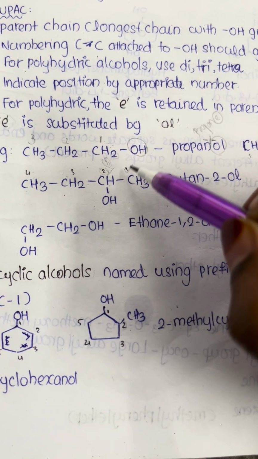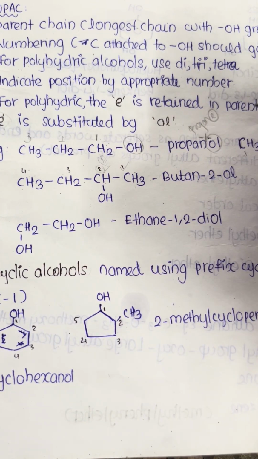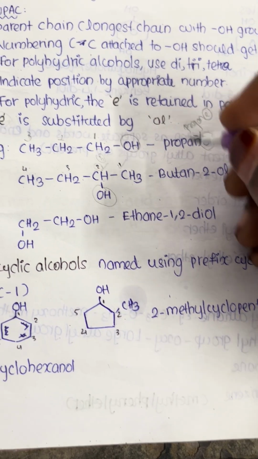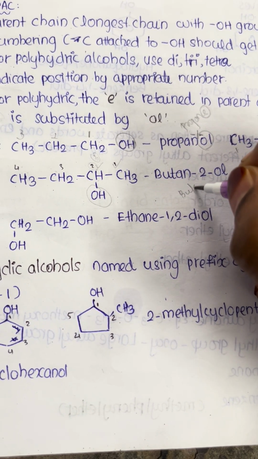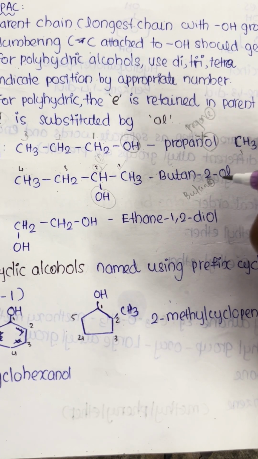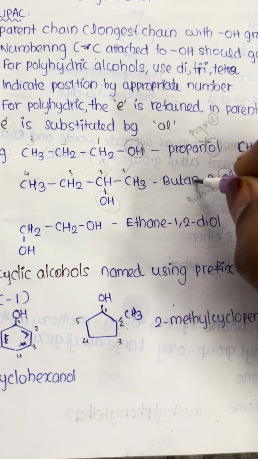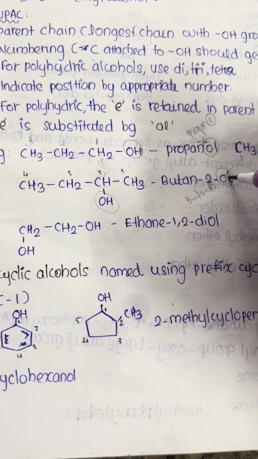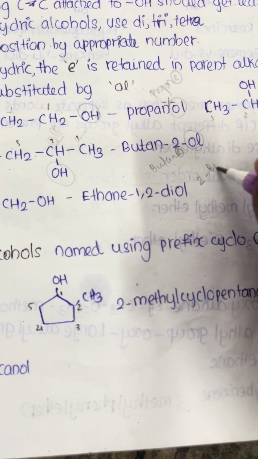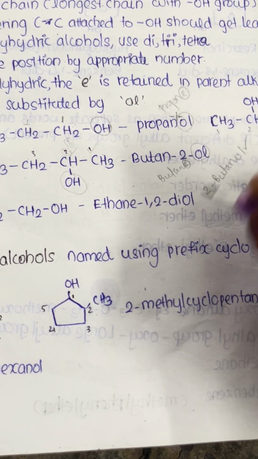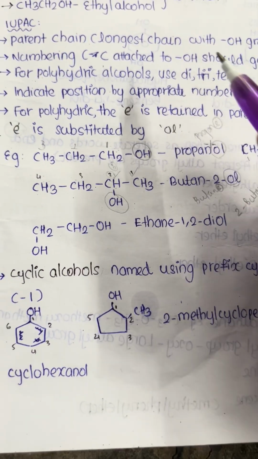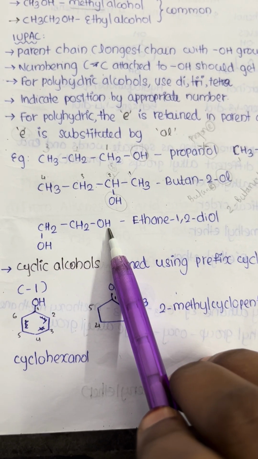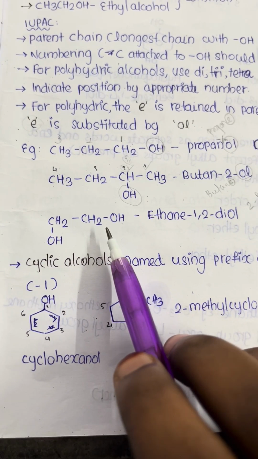This has only one OH group, so the E of butane should be substituted by ol. So this is butanol, and the OH group is present at the second carbon, so butan-2-ol, or you can write it as 2-butanol. It is also correct. You can write the earlier one as 1-propanol. Now this is another example: CH2OH, CH2, CH2OH. So this is an alcohol having more than one OH group.